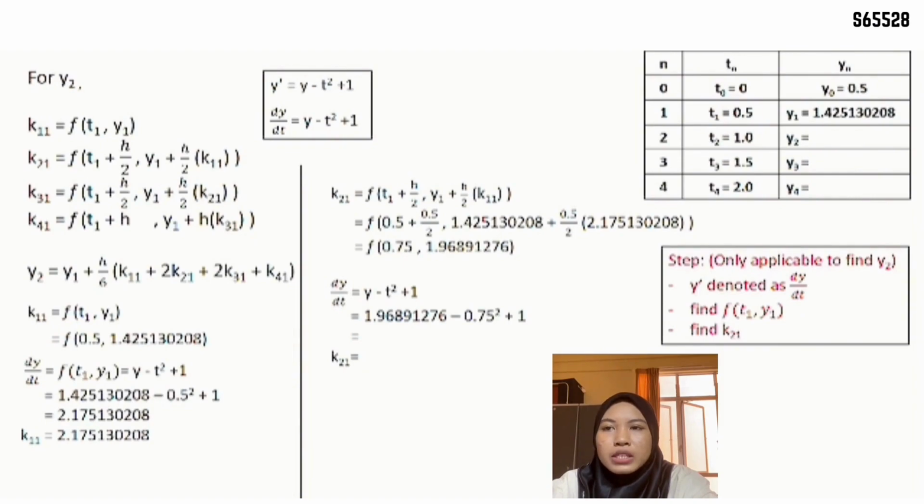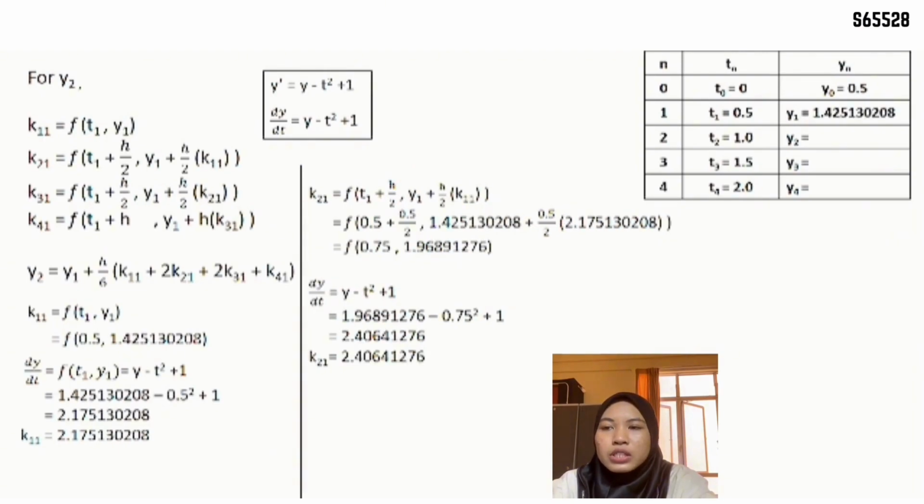Then we substitute the value of t1, which is 0.5, and y1, which is 1.425, and so on. And k11 we get from before, which is 2.175, and so on. Then we get the value of t, which is 0.75, and y, which is 1.9689, and so on. Then we substitute the values of t and y in the equation y minus t squared plus 1, and we get the answer for k21, which is 2.40641276.